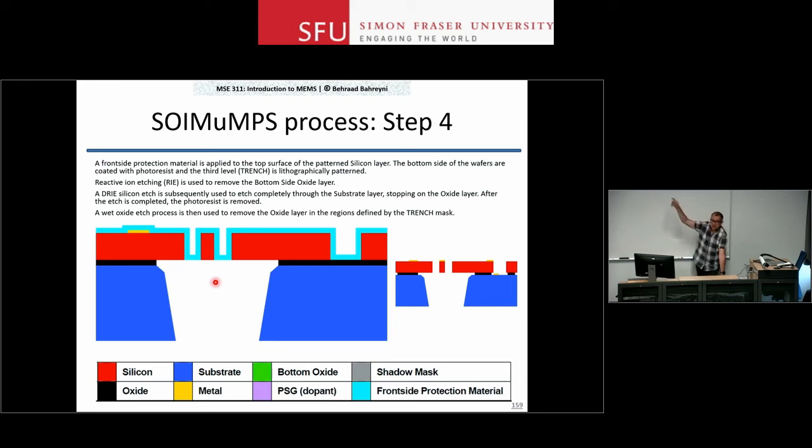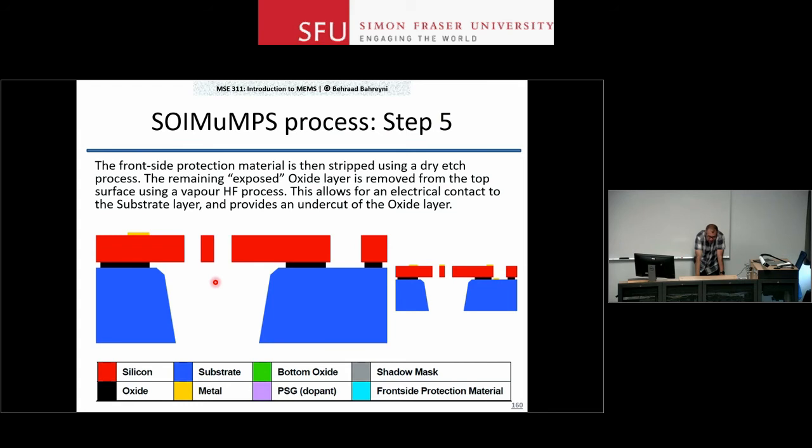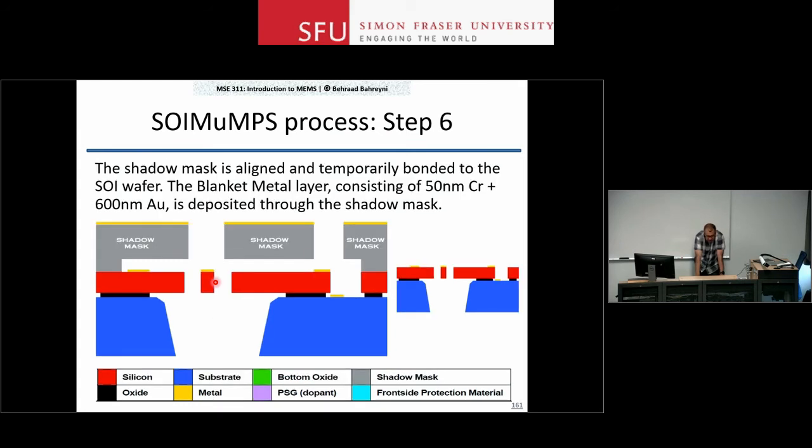There is a protection that you have from the top side, which you remove in the next step, and then you use a shadow mask to deposit additional metal on these structures. Shadow mask is basically a plate with openings in it, with holes in it, and you put it right on top of your chip. You evaporate metal through those holes onto your chip. So without using a mask, without doing lithography here, you can have metal on your chip.